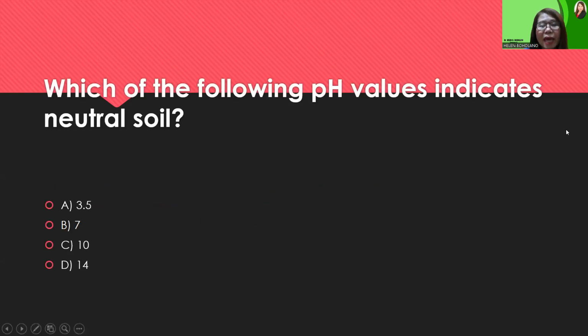Which of the following pH values indicates neutral? Don't get this wrong, joke lang. So it's A, 3.5, B, 7, C, 10, or D, 14. Okay, you can type now or you can write it on your scratch or sheet of paper.